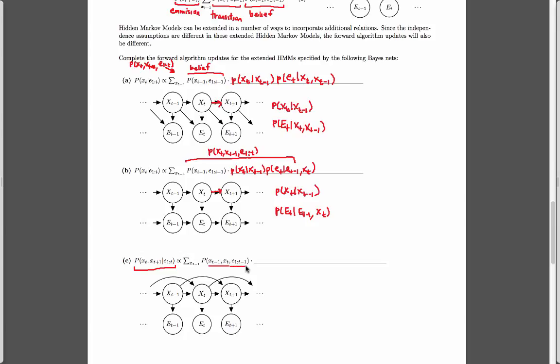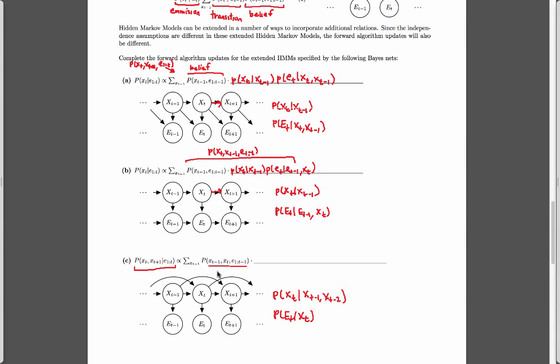So first, as before, let's just look at what CPTs we have available to us, and that's going to be our transition model, in which xt is going to be dependent on xt minus 1 and xt minus 2, because those are its two parents. So we have xt minus 1 and xt minus 2. And then our emission model is actually just the typical emission model. So we have probability of ET given XT.